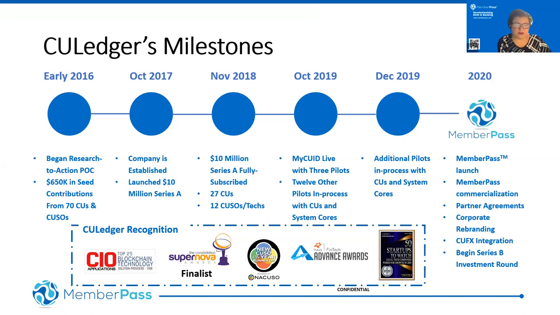But the cryptocurrency application was not what the industry was looking to research. It was more the underlying technology that supported that application and the promise that it could deliver on security and privacy benefits that could have an impact on the credit union industry. And so this was probably the smallest research action project that I think was ever funded in blockchain at that point, which is $650,000.